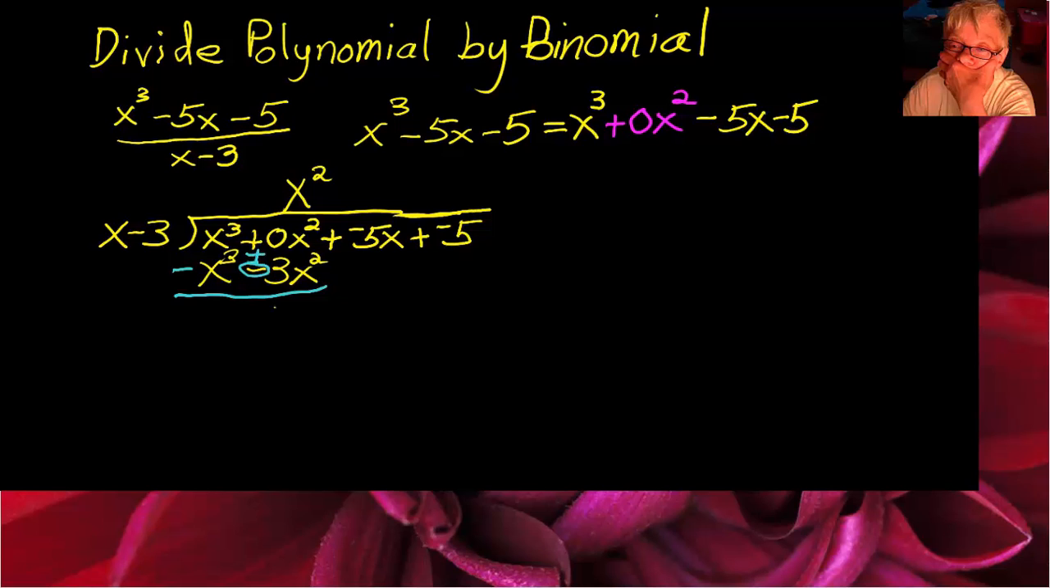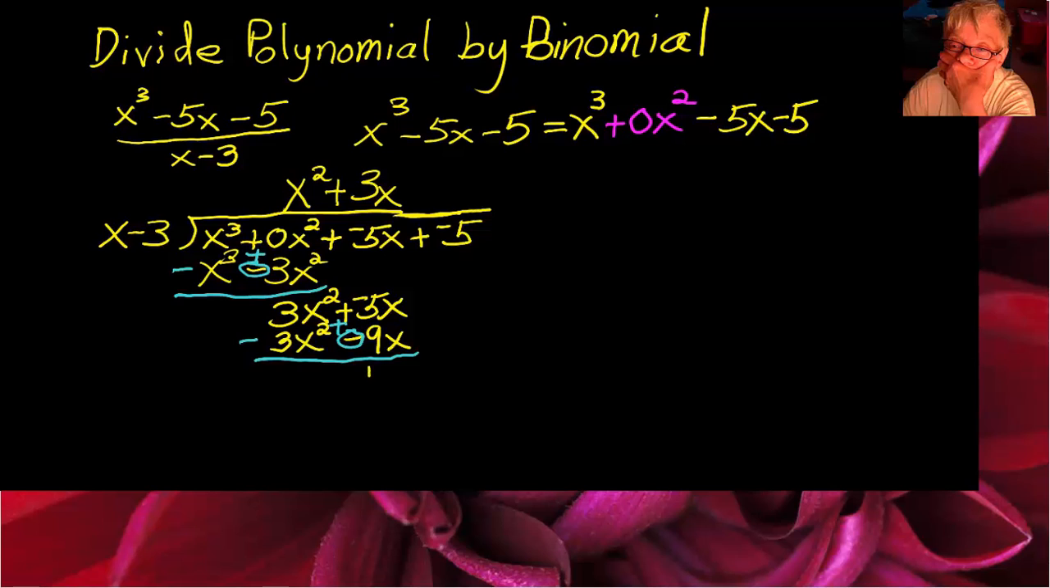You also multiply x squared by minus 3. Now the signs were changed, so we now have 3x squared plus negative 5x. Again, we compare the leading terms. Multiply x by 3x in order to get 3x squared. Then take the 3x and multiply it by the negative 3. You'll get negative 9x. Then you draw the line and you change the signs because you're subtracting a polynomial and that changes the signs.